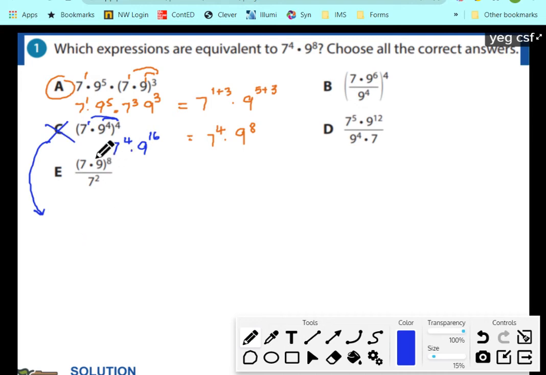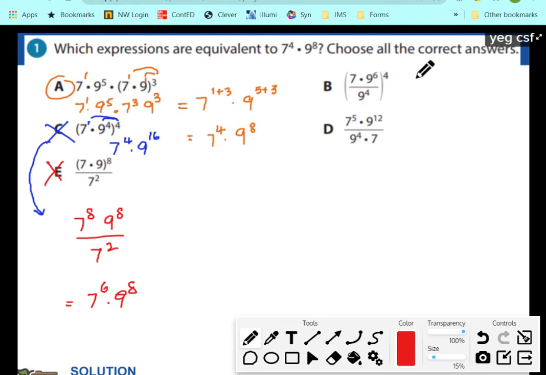Okay, now this one, I'm going to change color so you can see clearly. Now this one, I can distribute the 8 first. So it's going to be 7 to the 8, 9 to the 8, over 7 to the 2. Again, I have same bases, so I'm going to subtract these two. So I get 7 to the 8 minus 2 is 6, and then 9 to the 8. And again, I compare, 9 to the 8 is good, but not 7. So not this one.